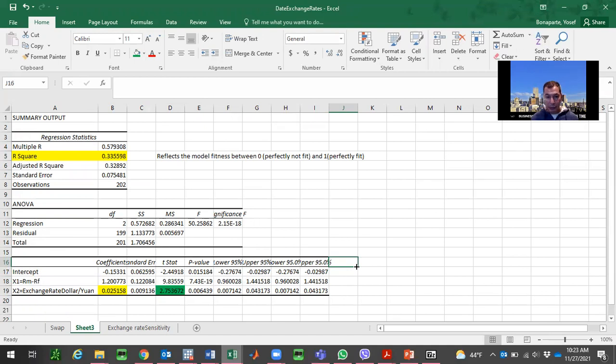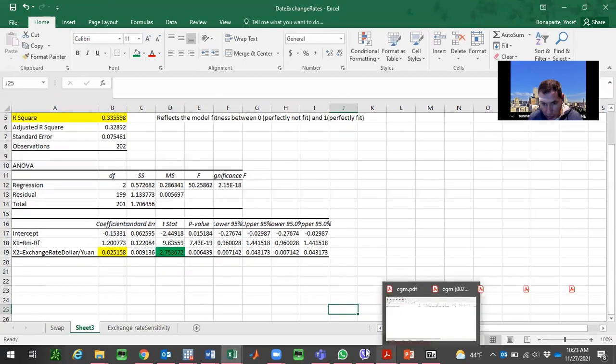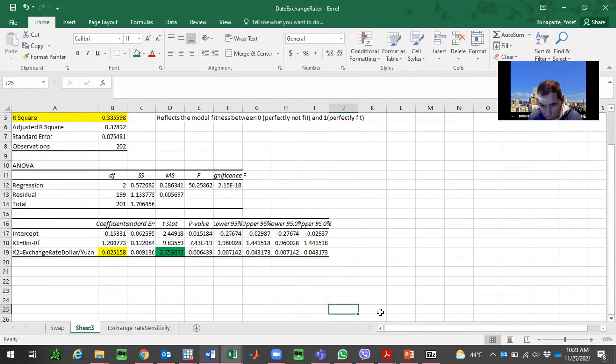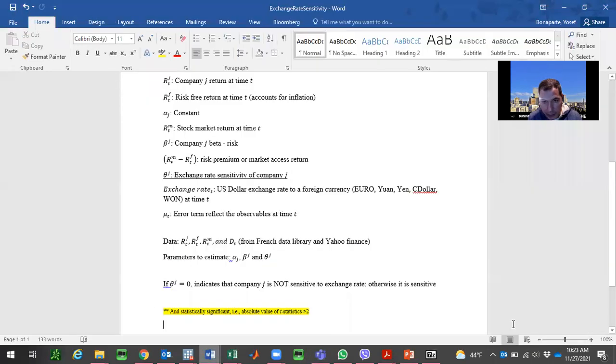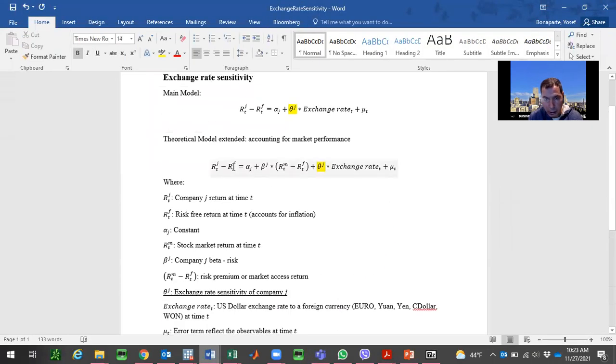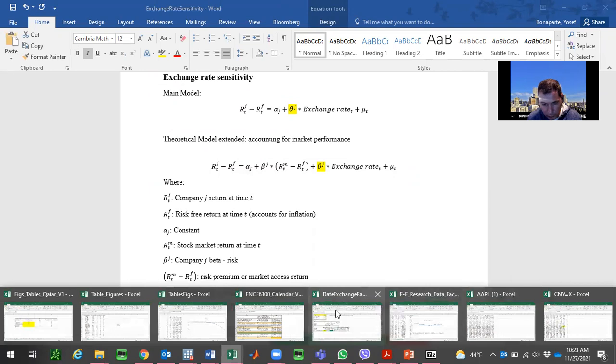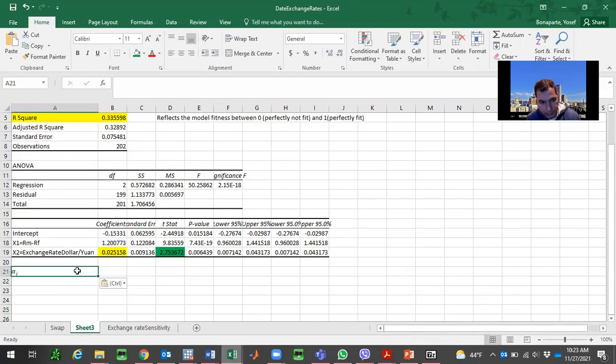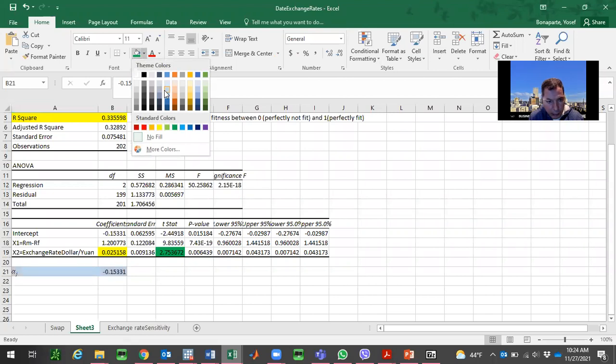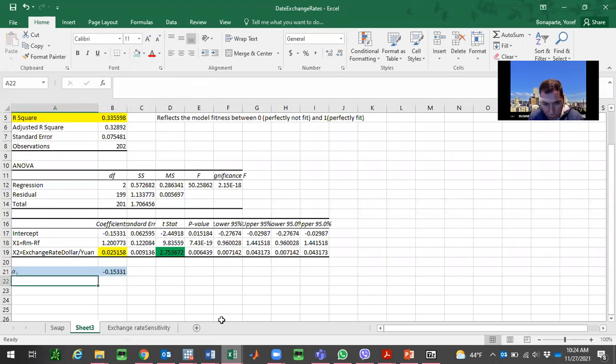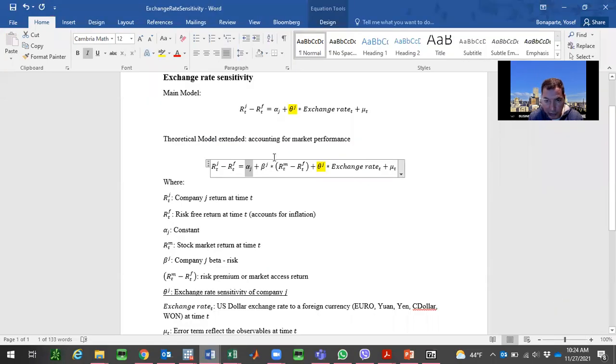That's it. We're done. That's all I want to do for today. If you want, go back to the Word document, we can see that that's our alpha J. And that will be our alpha J. Control copy, paste. Let's make it in a color here. We can also say what our beta is, which reflects the riskiness, or how much Apple can move with the market.